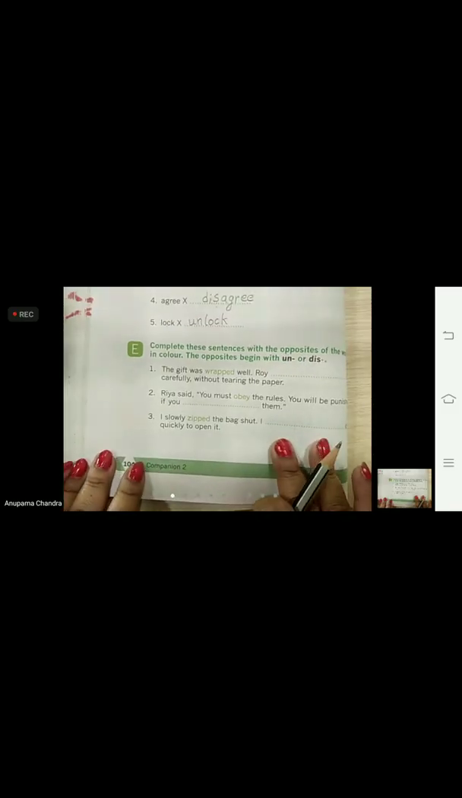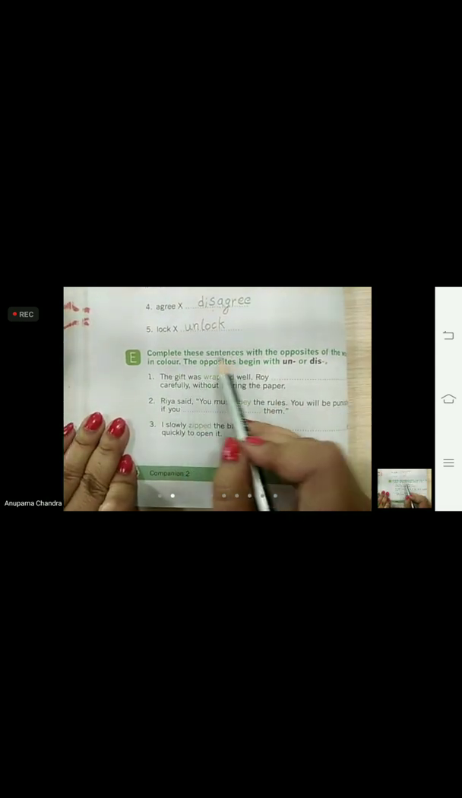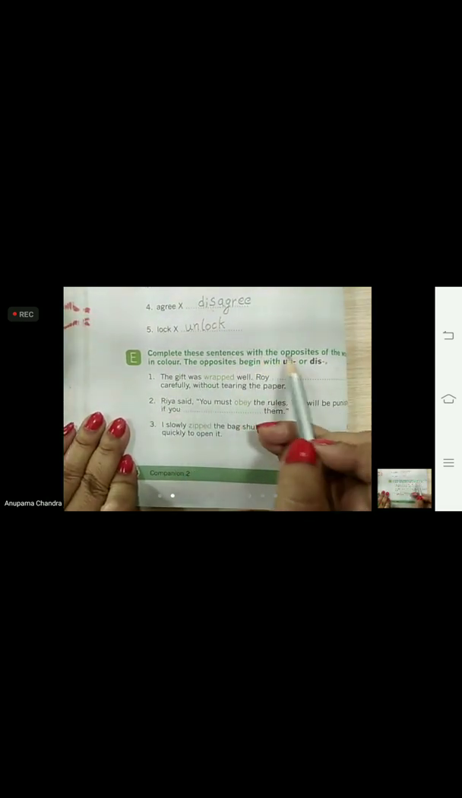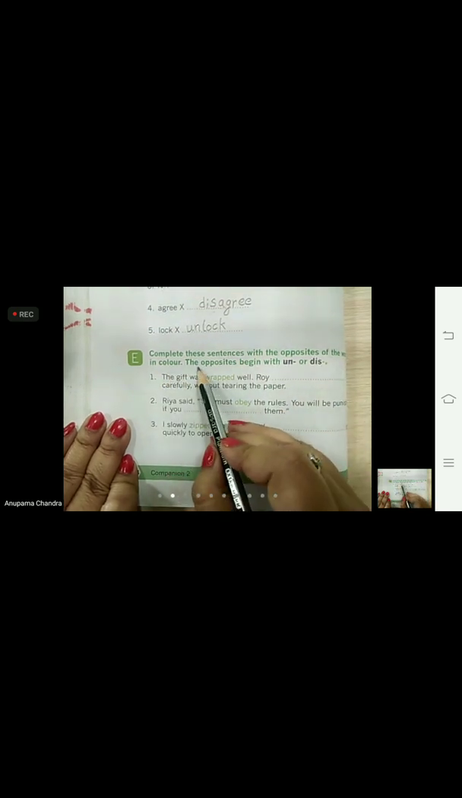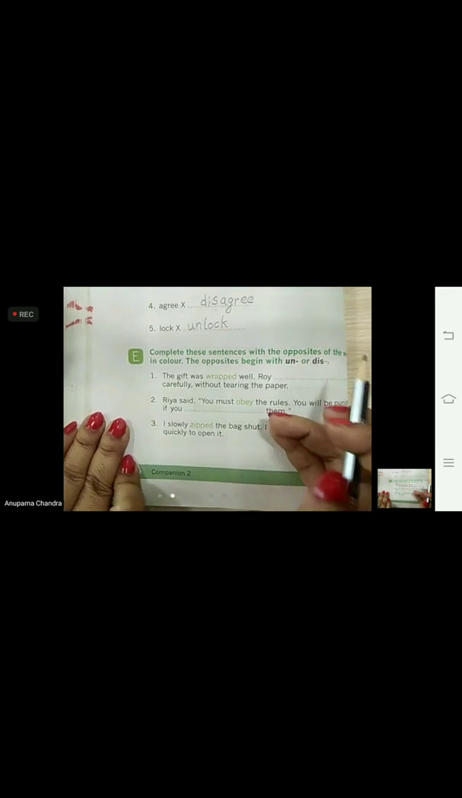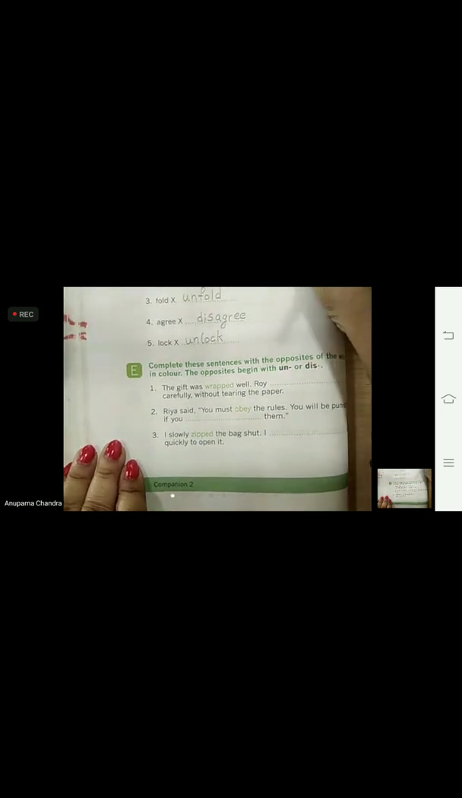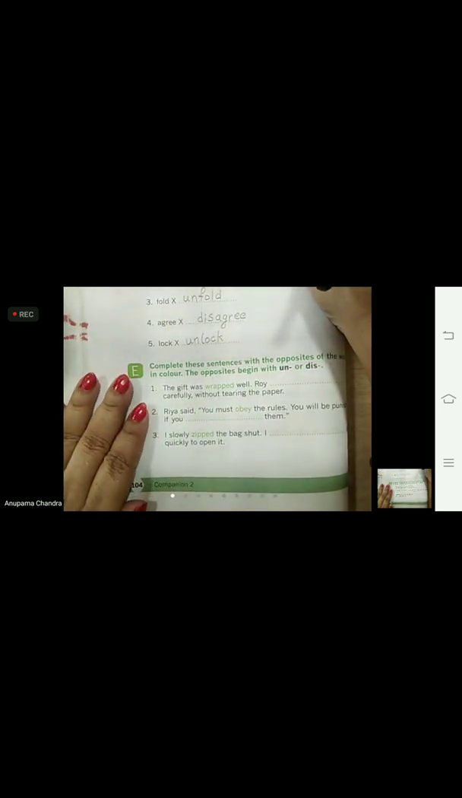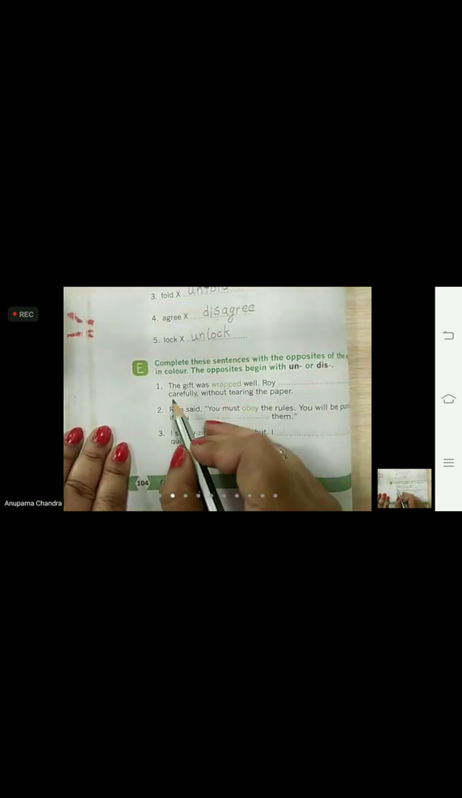Let's see the next question, children. Complete these sentences with the opposite of the word in color. The opposites begin with UN or DIS. Now here some sentences are given and a blank is also given. We have to write the opposite for the word given in color. Okay? Let's see the first one.